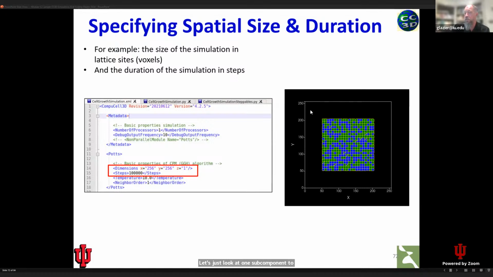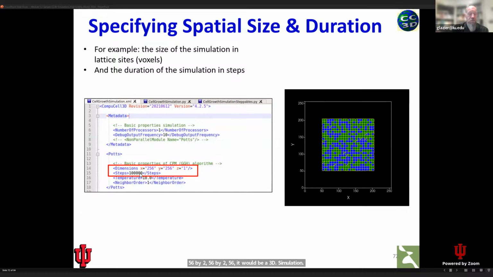Dimensions says how big the box containing the cells is. And CompuCell by default doesn't have units. You have to convert it by hand. Typically, one voxel will be 1 micron or 2 microns or 5 microns. So you'll have to figure that one out. 256 by 256 by 1 is a 2D simulation. If I wrote 256 by 256 by 256, it would be a 3D simulation.